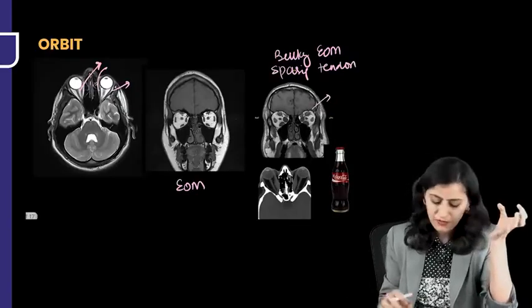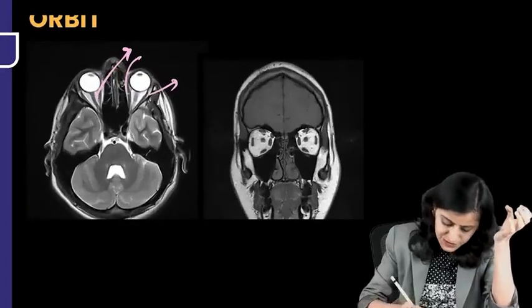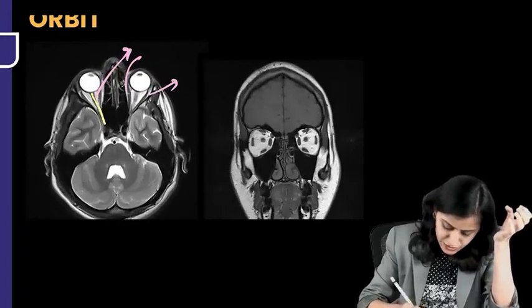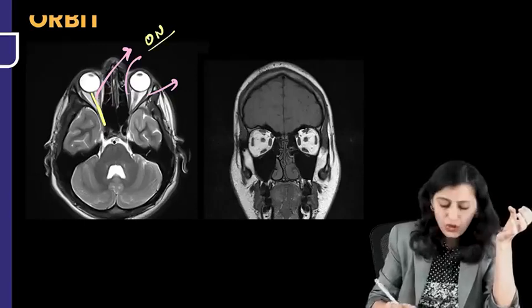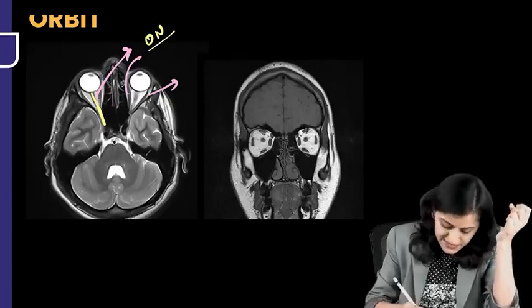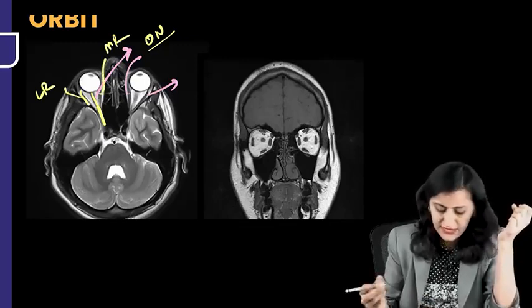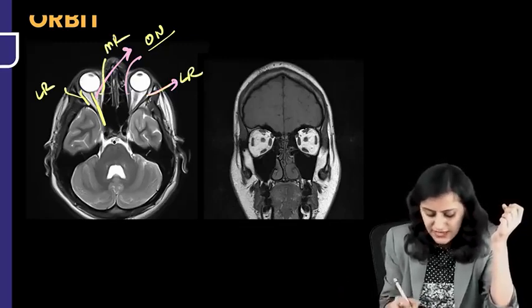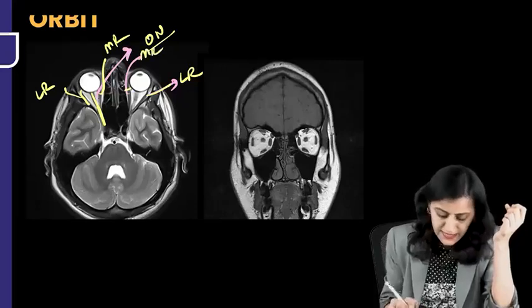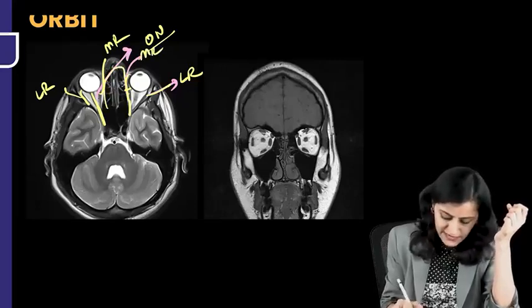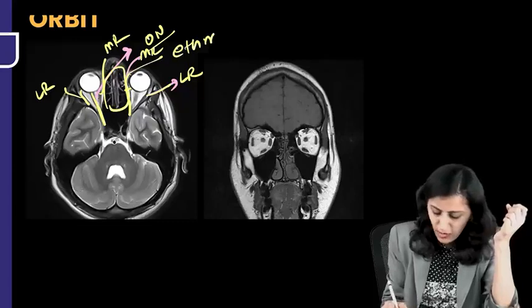Next one, coming to orbit, some important structures identification. Right in the midline, going through the apex, this is going to be optic nerve. This is the muscle laterally, this is lateral rectus. Muscle medially, this is medial rectus. So lateral rectus and medial rectus. Related to the medial wall of the orbit is the sinus, which is ethmoid sinus.